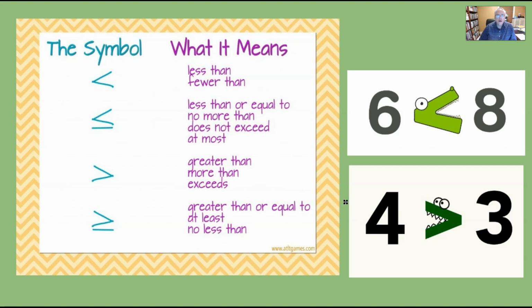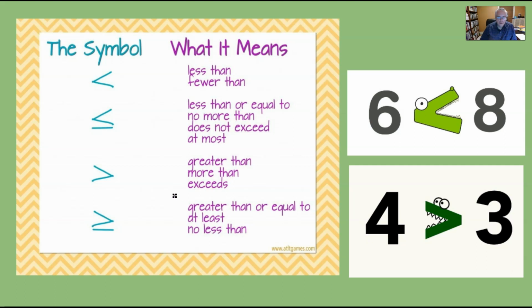All right. You may remember from when you were a little kid and doing inequalities that the alligator eats the larger one. So in this situation, the alligator is eating the 8. That means that 8 is greater than 6, or another way to think about it is 6 is less than 8. On this one, the alligator is eating the 4. So 4 has the bigger part of the symbol. It's the larger quantity. This one says 4 is greater than 3.